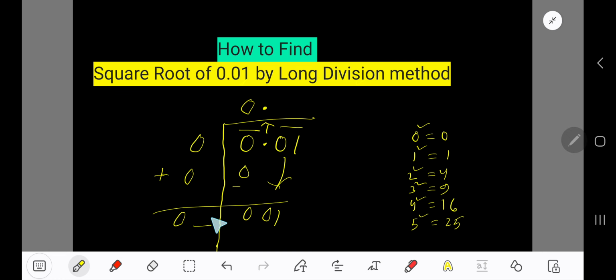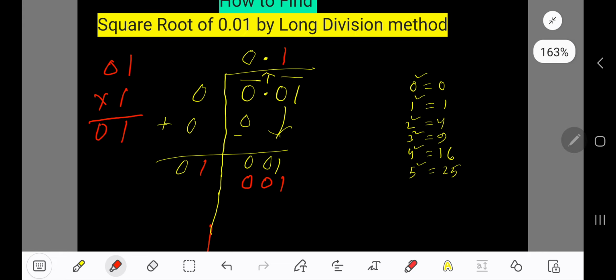You need to place here a digit, same digit will come here, and if you multiply, the product should be equal to 0, 0, 1 means 1 or nearest to 1. So if you take here 1, so 1 times 0, 1 means 1. 0, 1 times 1 means 1, 0 means 1. So 1 times 0, 1 means 0, 1. You can place one more 0 if you want. Subtract, you are getting 0. As our remainder is 0, we are done.